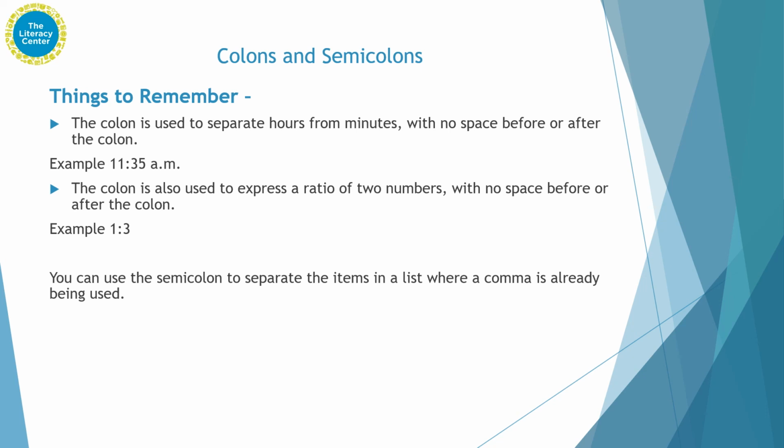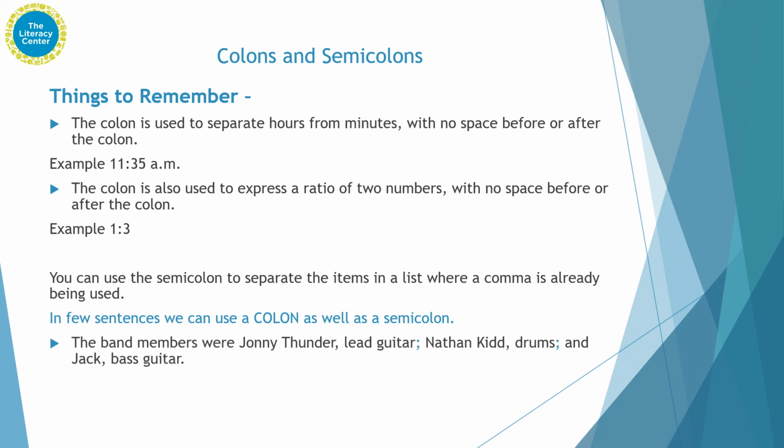We can use the semicolon to separate the items in a list where a comma is already being used. In a few sentences, we can use a colon as well as a semicolon. For example, the band members were Johnny Thunder, lead guitar; Nathan Kidd, drums; and Jack, bass guitar. So here, this is the example where you can use colon as well as semicolon.